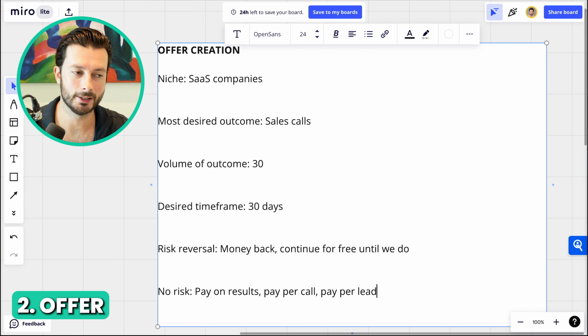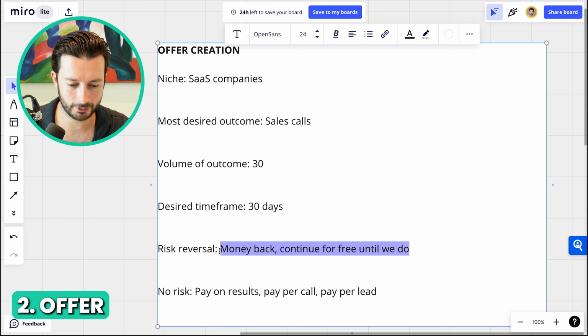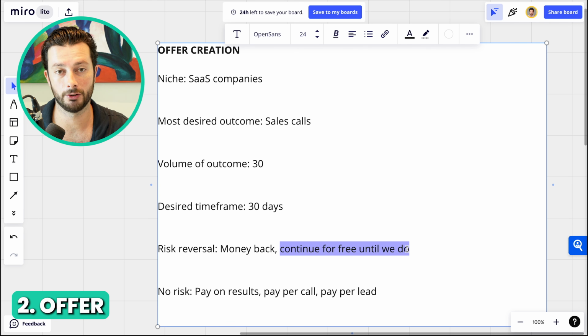And the reason being is that not only does it make it a lot easier to sign clients, but it also makes it a lot easier to earn more money from each client that you do sign. So you could say, hey, Mr. SaaS business owner, I'm going to generate you 30 sales calls in 30 days, and I'm going to charge you $2,000. And if it doesn't work, I'll give you your money back, or I'll continue working with you for free until we do. That's a solid offer. No bones about it. Really good offer. But you're only going to make $2,000 per month if you charge 2K.